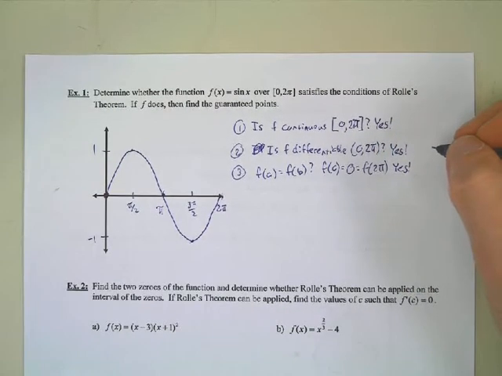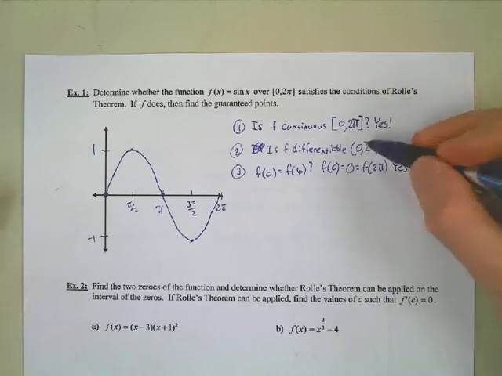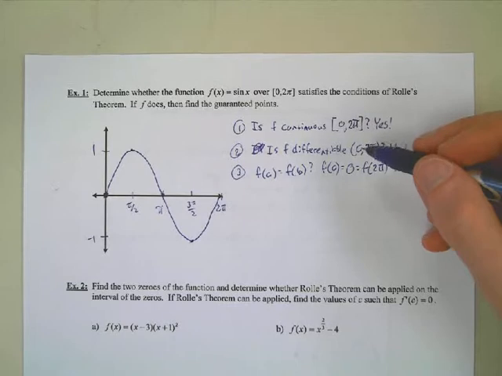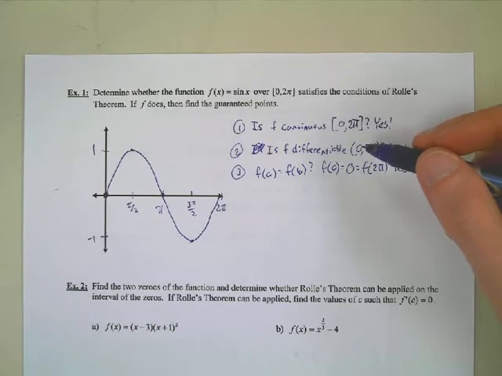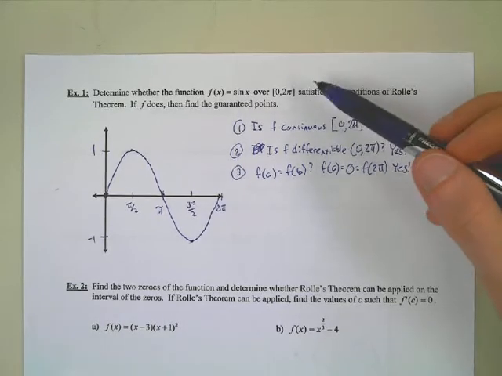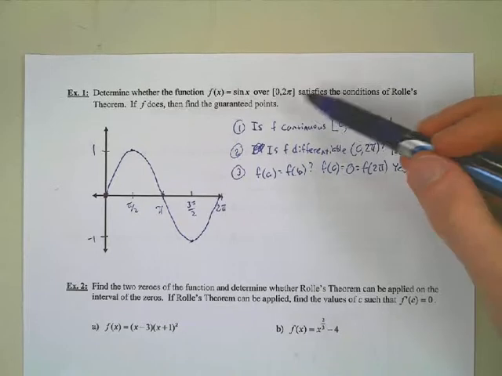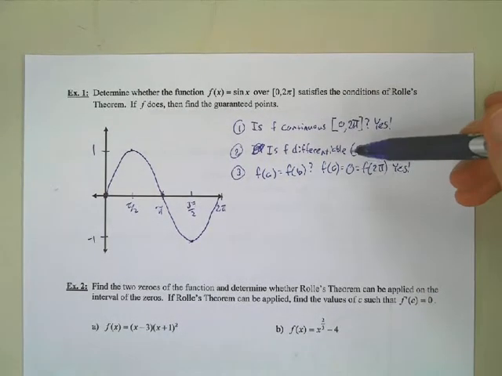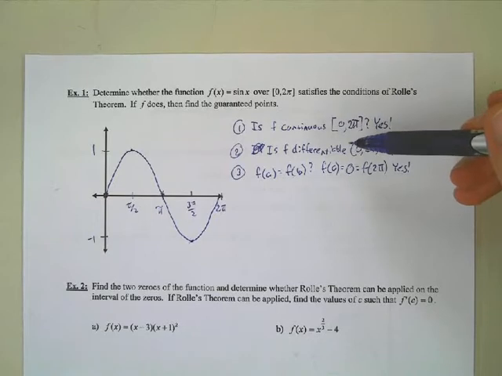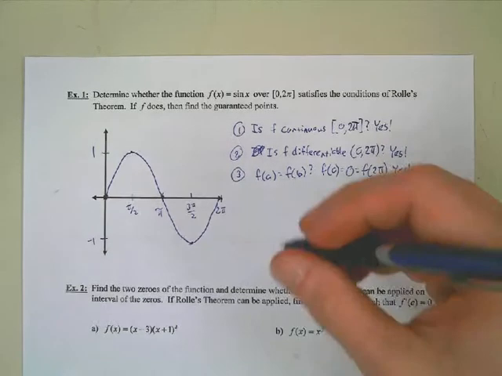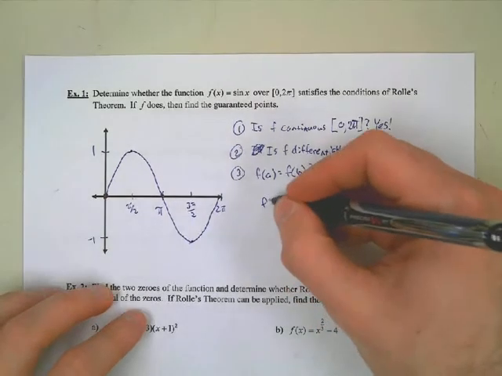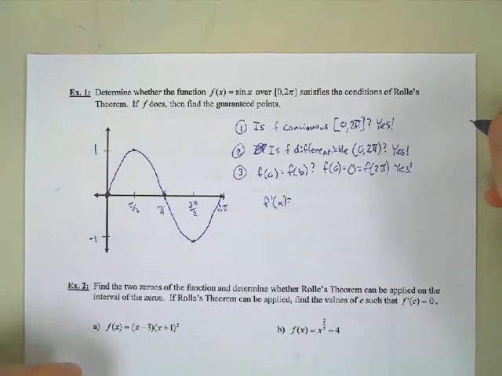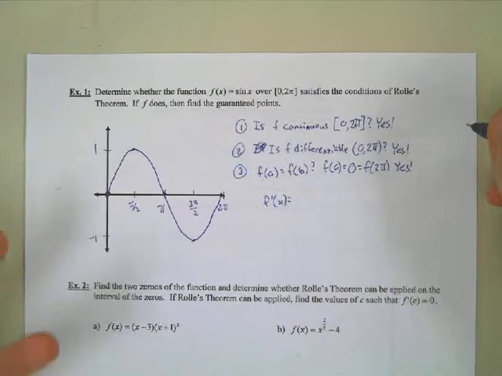Because these three things are all yeses, we know what must be true: there must be one point in the interval from 0 to 2 pi such that the derivative equals 0. In fact, in this case, there are 2, but Rolle's theorem just says there must be at least one, so that still covers 2. So let's actually find them. We'll set the derivative equal to 0. The derivative of sine is cosine, and so we set that equal to 0.